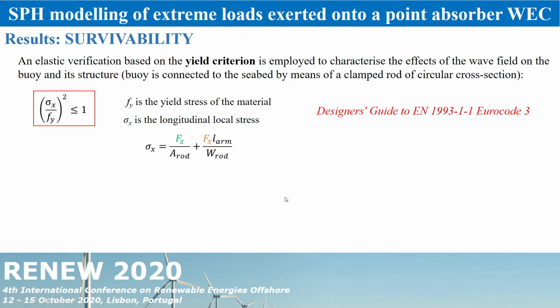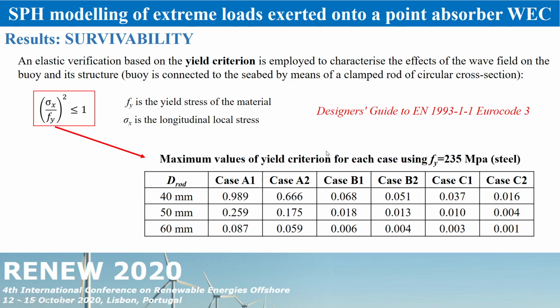The analysis of the force alone does not clearly determine the best and worst case scenario. Thus, a criterion that takes into account both contributions is needed. The structure considered in this work is a simplification of the experimental setup of Zhang et al., which assumes that the buoy is connected to the seabed by means of a clamped rod of circular cross-section. So, it's possible to characterize the effects of the wave field on the buoy and its structure by performing what we call an elastic verification based on the yield criterion defined in this reference. If the value of the yield criterion is higher than 1, it indicates a failure of the structure. Here we can see the contribution of the two forces and the definition of the rest of the parameters.